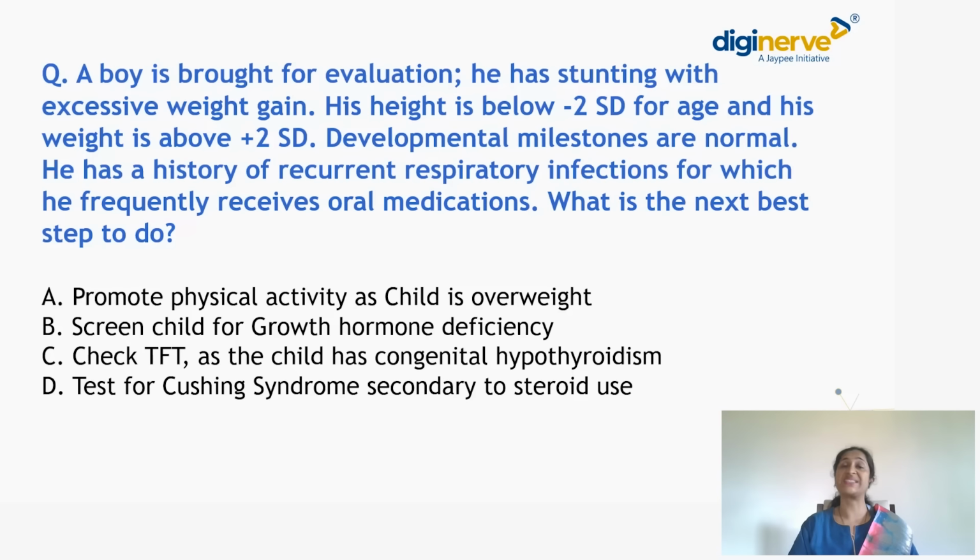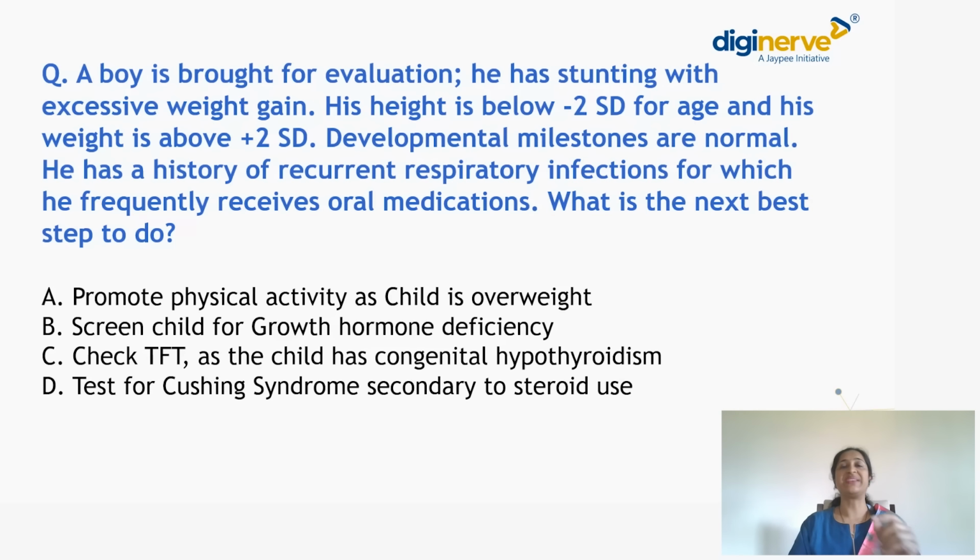So what is the next best step to do is your question. A is promote physical activity as the child is overweight. B, screen the child for growth hormone deficiency. C, check thyroid function test, that is TFT, as the child may have congenital hypothyroidism. D, test for Cushing syndrome secondary to steroid use.